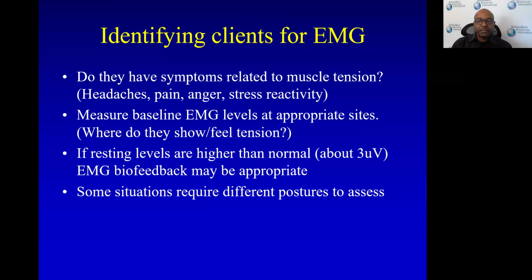So looking at what kind of clients you might use EMG biofeedback for, you can think about, do they have symptoms related to muscle tension like headaches? And I would include in there tension headaches and migraine headaches. Other types of pain, anger. People who have problems with anger management, most of the time when a person is angry, they're tensing muscles unnecessarily. And so if they're more aware of that and can learn to release the tension, it can help them to manage their anger better, because it's mind body, and they're gaining more control over that system and that connection.